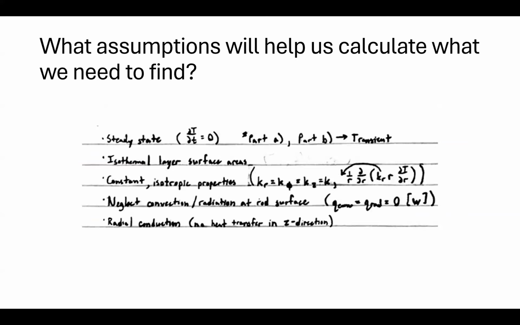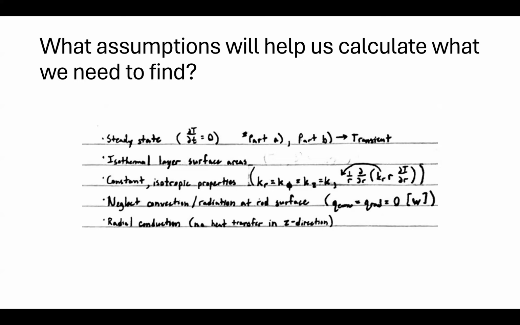So what assumptions can we make to help us solve this problem? Well, first, we're going to assume that we're under steady state conditions. None of the variables are time varying, including the temperature. And so any time derivatives go to zero automatically. For part B, we'll be dealing with the transient system, however. So this assumption is only valid for part A.